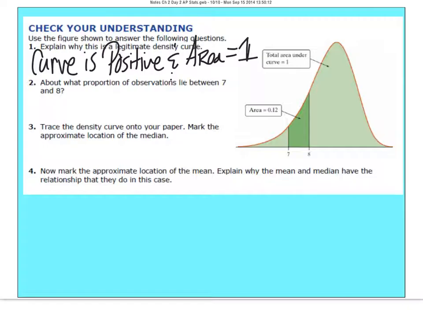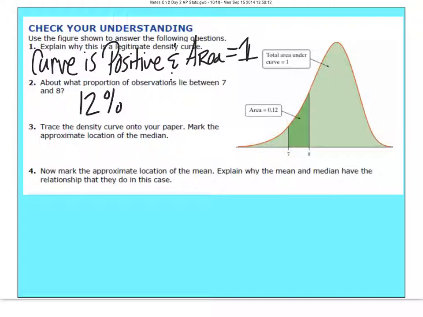Question 2, about what proportion of observations lie between 7 and 8? So if you look at the graph, this is observation 7 and 8. This darker green surface tells us that the area is 0.12. So what proportion, what percent? It's 12%. It's literally that easy of a question.